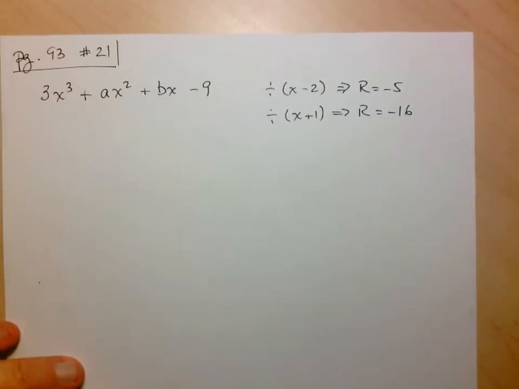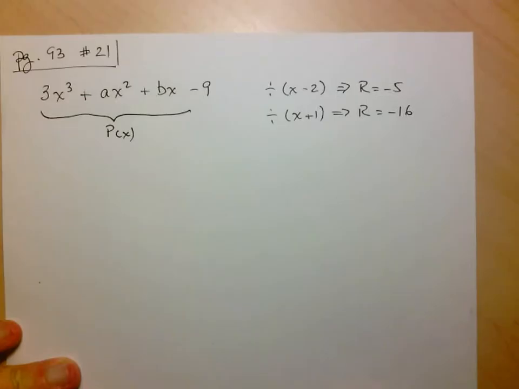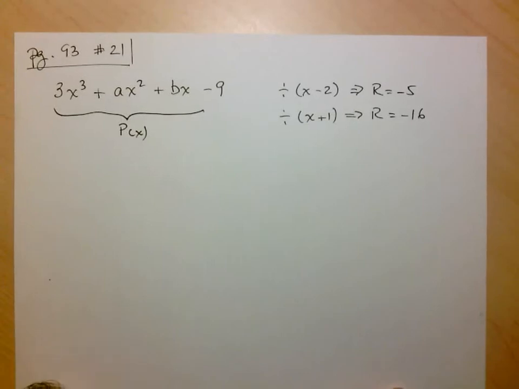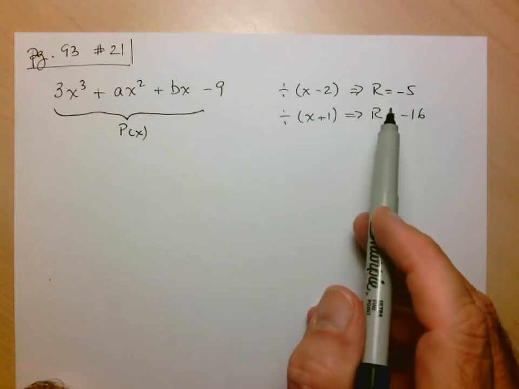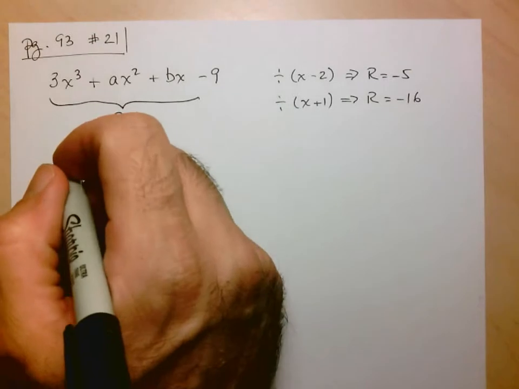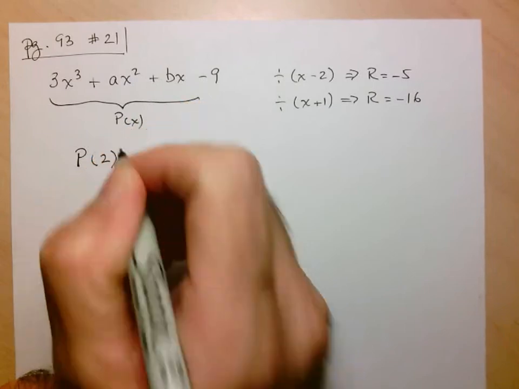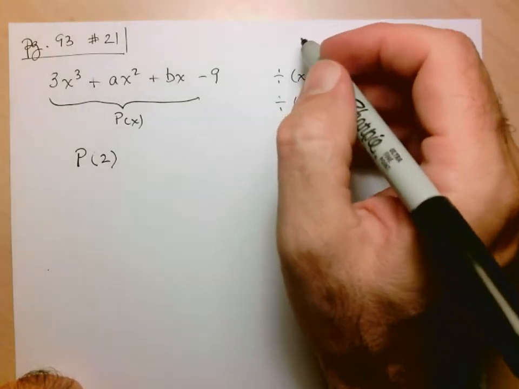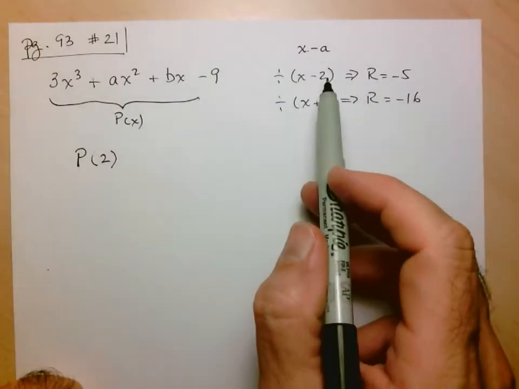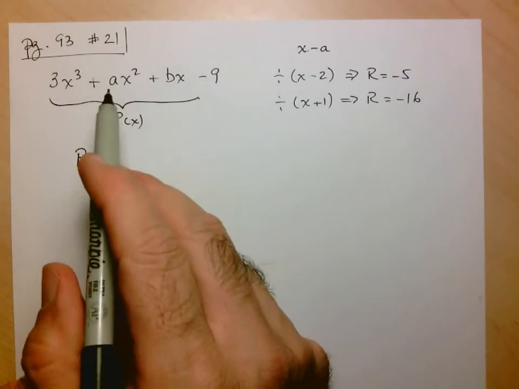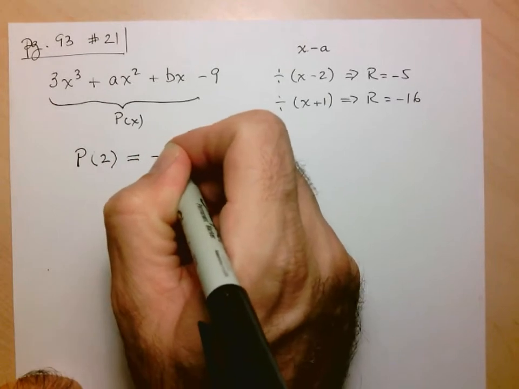Here we've got this polynomial expression, and I'll give it a name. I'm going to call this p of x just to help me write things out more easily. It says that if I divide p of x by x minus 2, the remainder is equal to negative 5. So by the remainder theorem, this tells me the function evaluated at 2. Again, let's keep in mind that these linear factors are considered in the form x minus a, so in this case a is equal to 2. So if I evaluate this expression at 2, the answer should automatically give me the remainder, which is negative 5.